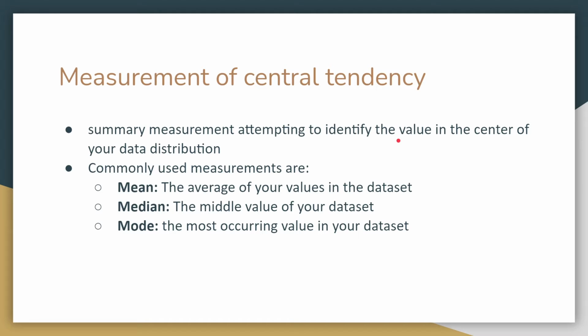Some of the common measurements of central tendency are the mean, median, and mode. The mean is simply the average of your values in the data set. This is probably one of the most common that all of you have used and learned about. The median is the middle value of your data set, exactly right in the middle. And the mode is the most occurring value in your data set. All of these can be used for different purposes.